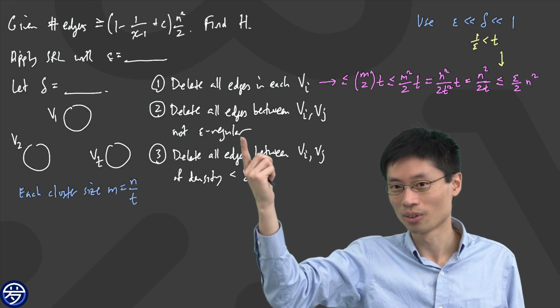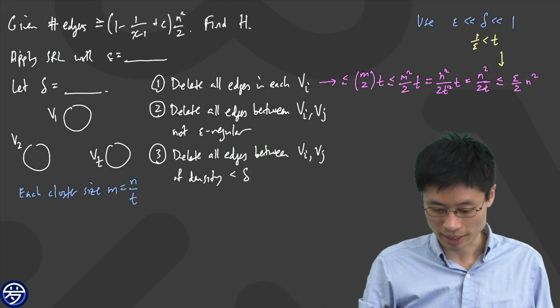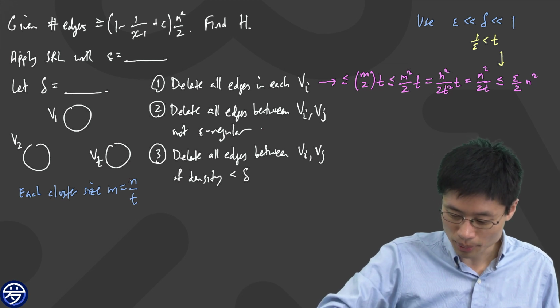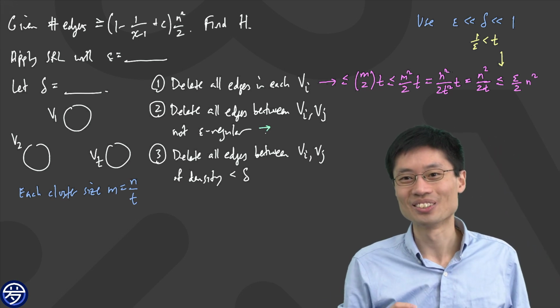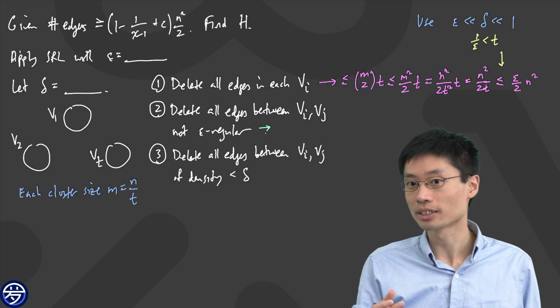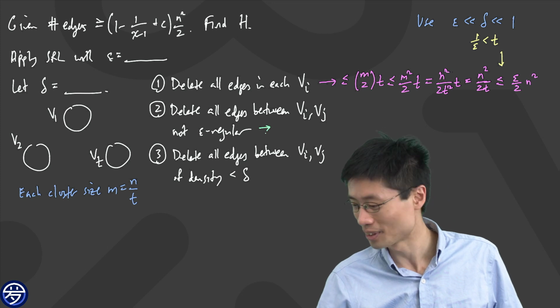But let's keep going. What's here? So the number of edges that I might lose in the second stage, I guess I'll use a different color. Let's put it here since my head's in the way. So how can I control how many edges are there between pairs that are not epsilon regular?